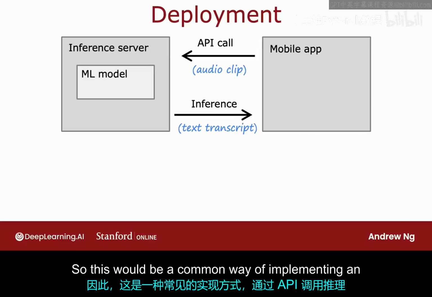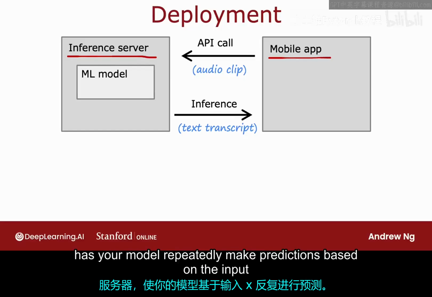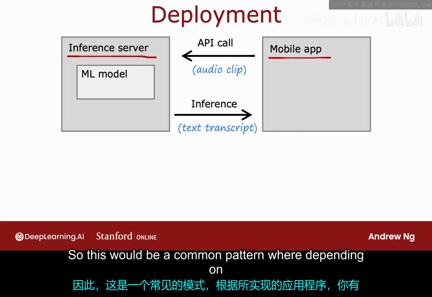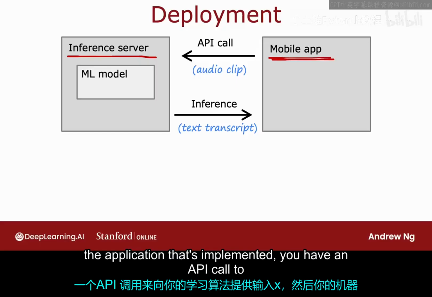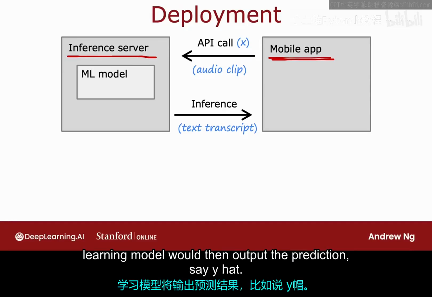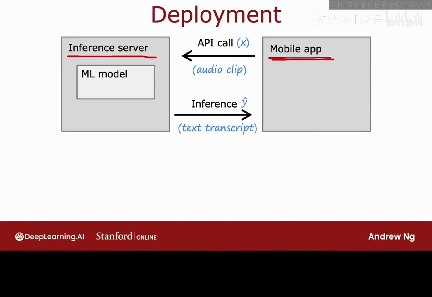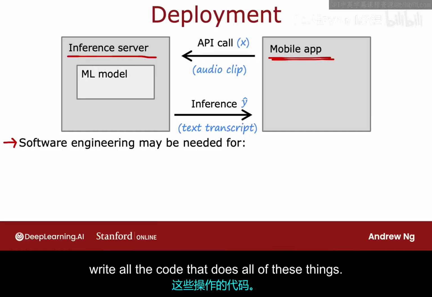So this would be a common way of implementing an application that calls, via an API, an inference server that has your model repeatedly make predictions based on the input X. So this would be a common pattern where, depending on the application that's implemented, you have an API call to give your learning algorithm the input X, and your machine learning model would then output the prediction, say y hat. To implement this, some software engineering may be needed to write all the code that does all of these things.